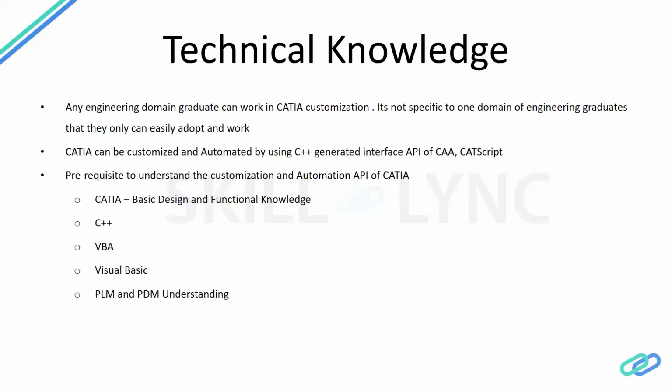Here I mentioned that C++ is the basis for CATIA. Actually, we don't use C++ directly in CATIA customization. Based on C++, Dassault Systèmes created their own API to interact with their interfaces. That is called CAA, Component Application Architecture. So CATIA is customized using CAA, and is automated using the script called CAT script, which is based on VBA, Visual Basic for Applications. So to understand CAA and CAT script, the person must have basic knowledge of C++ and Visual Basic for Applications.